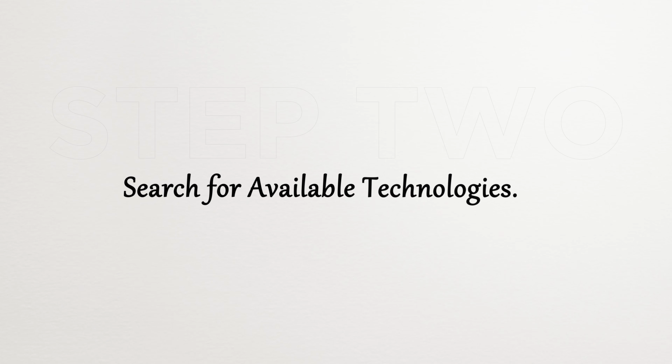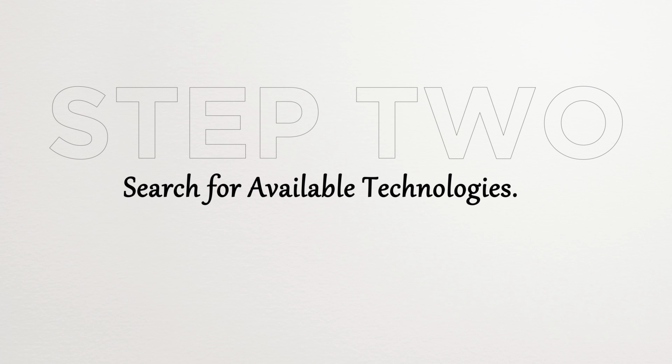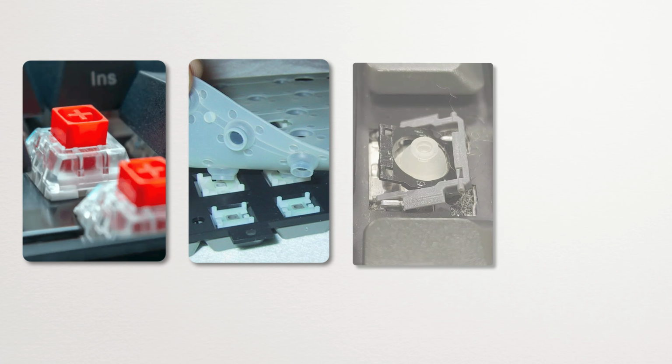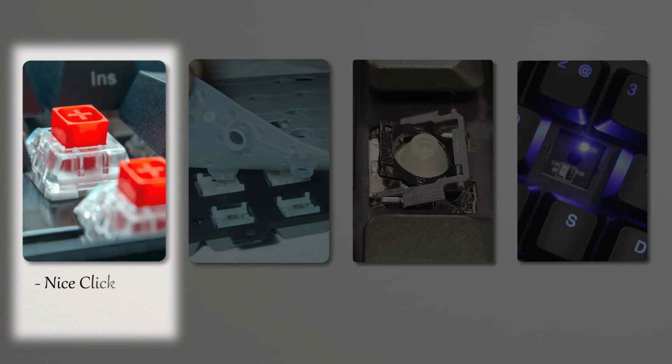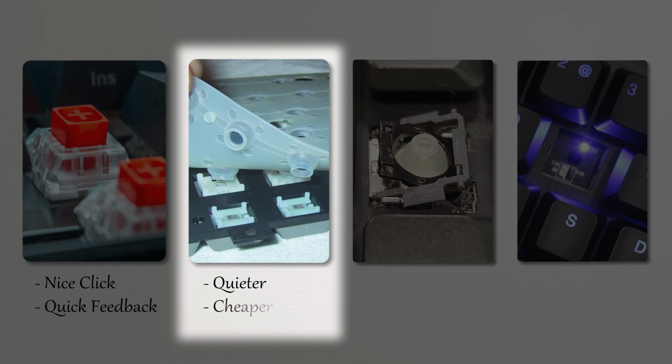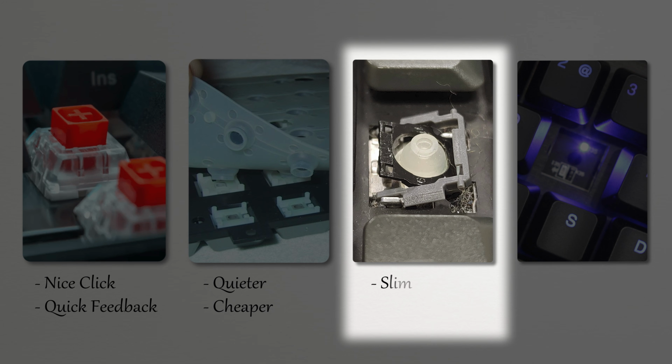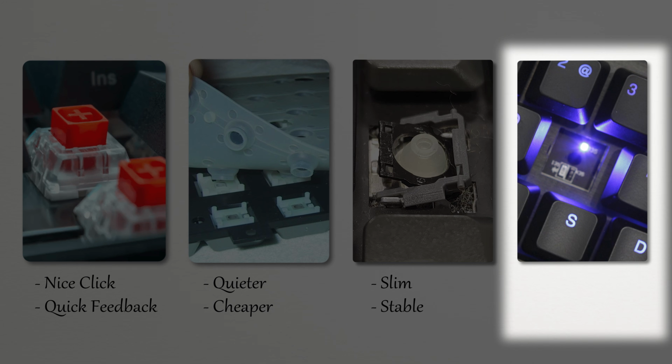Okay, then what's next? Now that you have a list of all the user needs, you look at the tech that's already out there. So for keyboards, you might look at mechanical switches, membrane switches, scissor switches, or optical switches. Each switch works differently. Mechanical switches give that nice click and quick feedback. Membrane boards are quieter and cheaper. Scissor switches are slim and stable. And optical switches offer lightning fast response.